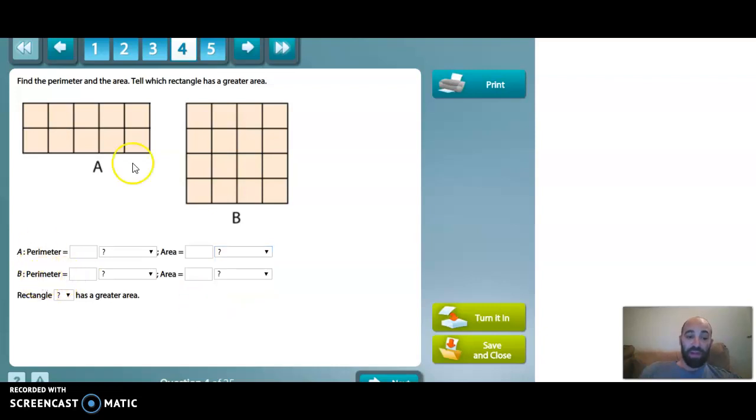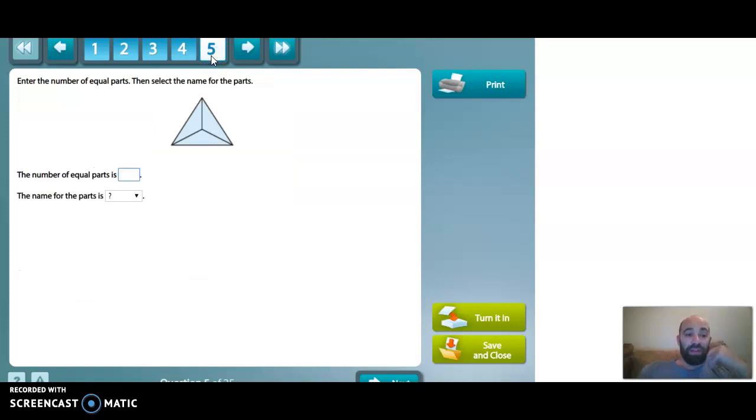All right. Then for shape B underneath, what's the perimeter? What do you use, units or square units? And then for B, what is the area? Remember, area is square. Well, I shouldn't say that. It's probably too much of a clue there. All right, so which rectangle has a greater area? A or B?